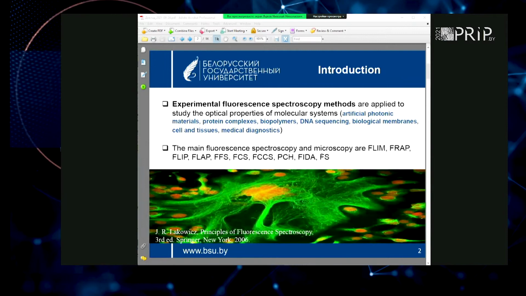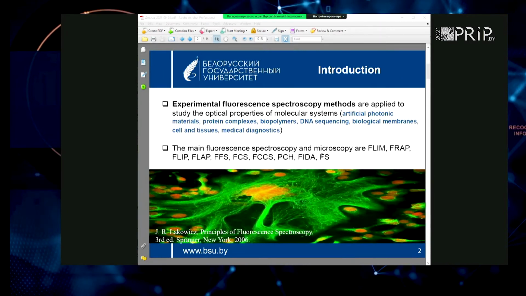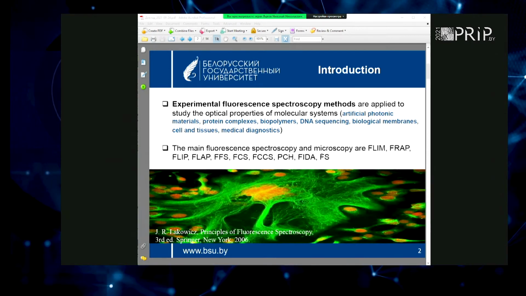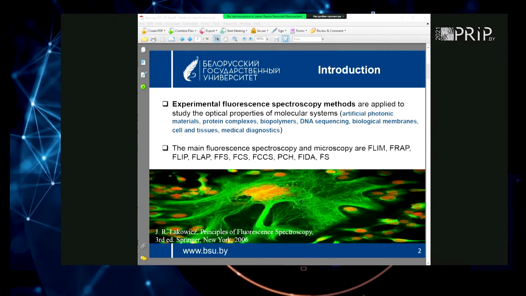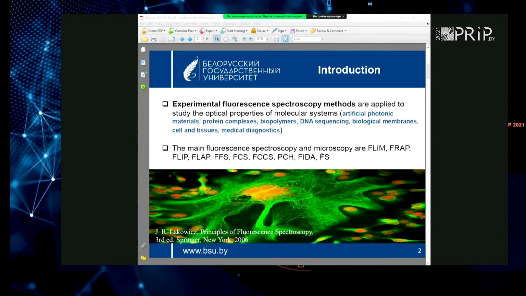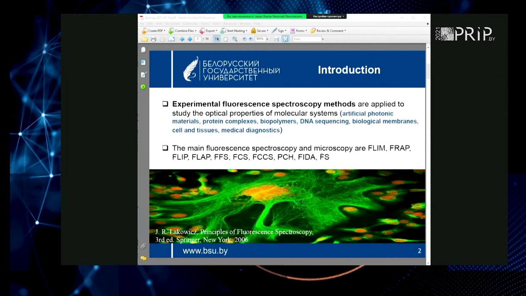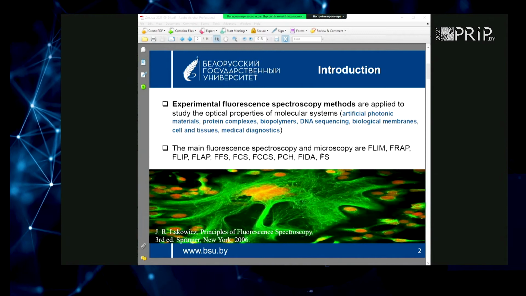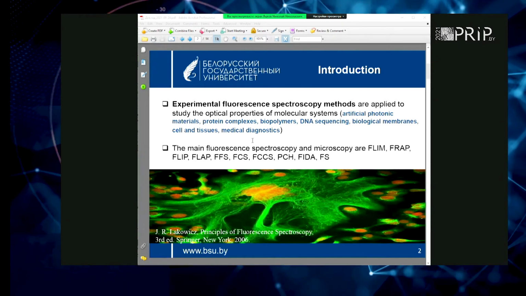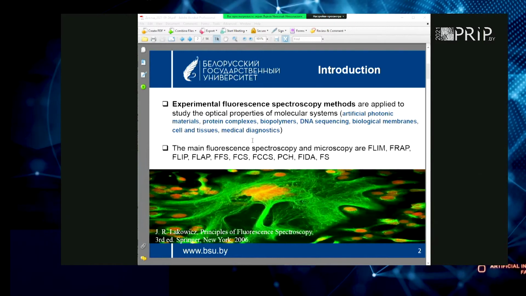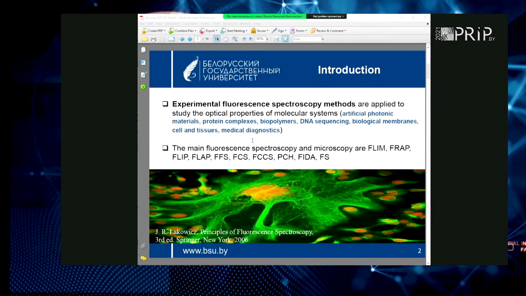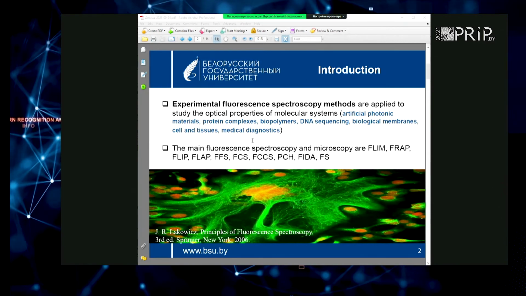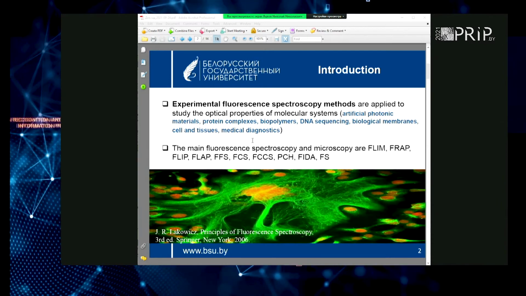So I'll start with a brief introduction to the area of research, which is devoted to fluorescence spectroscopy data analysis. Experimental fluorescence spectroscopy methods are applied to study the optical properties of molecular systems, such as artificial photonic materials, for example those realized in organic solar cells, and also important properties of protein complexes, biopolymers, DNA sequencing, biological membrane studies, cells and tissues, and also in medical diagnosis.